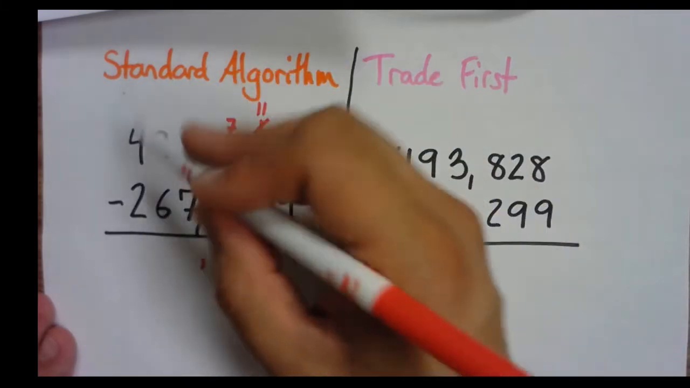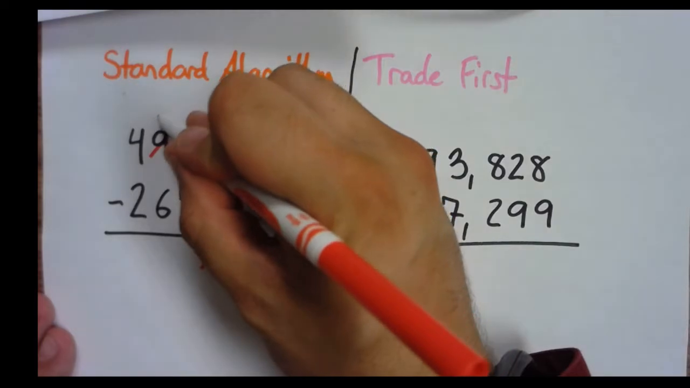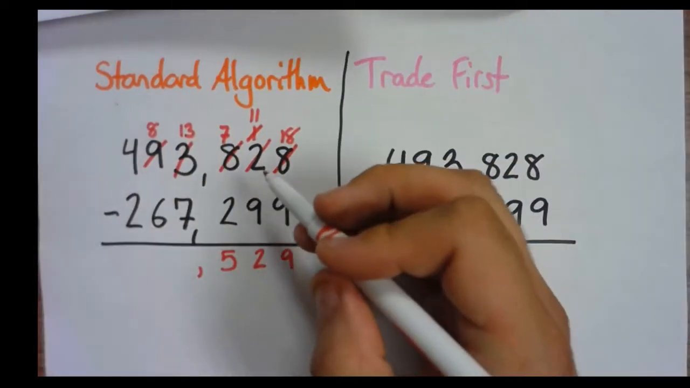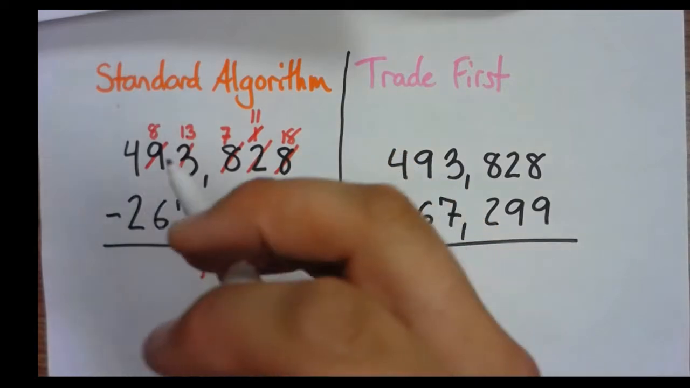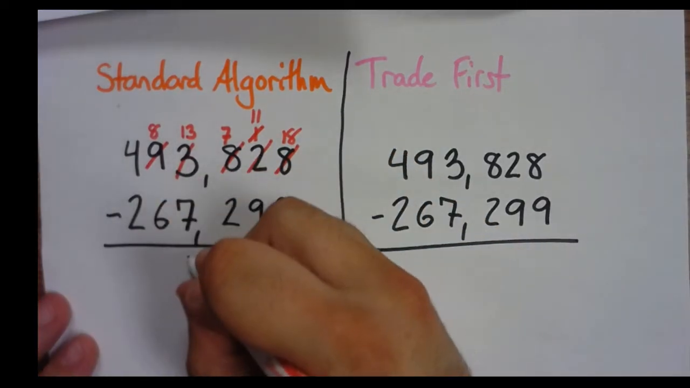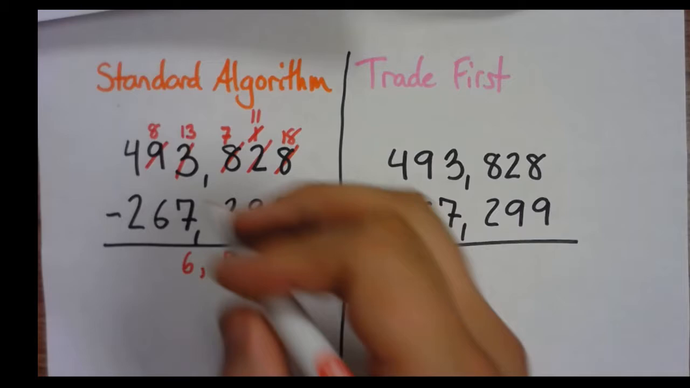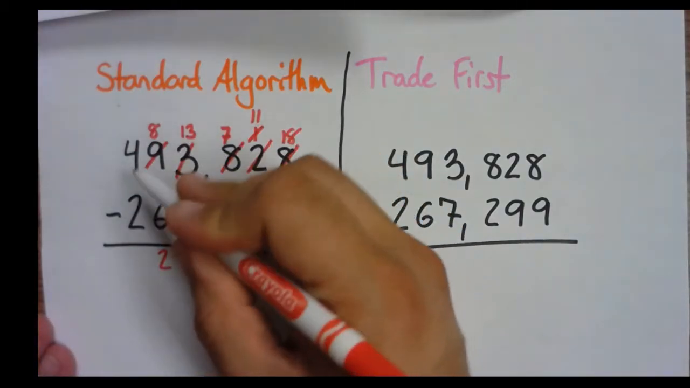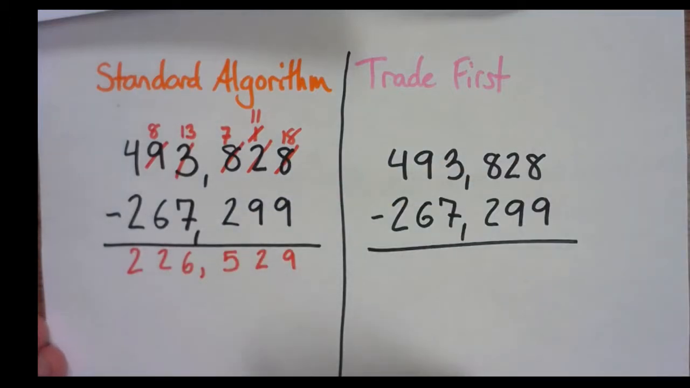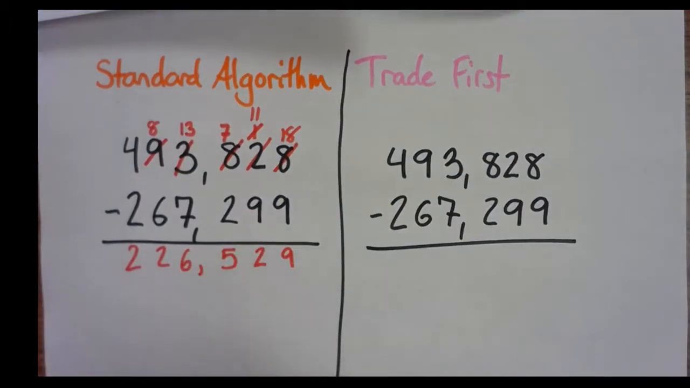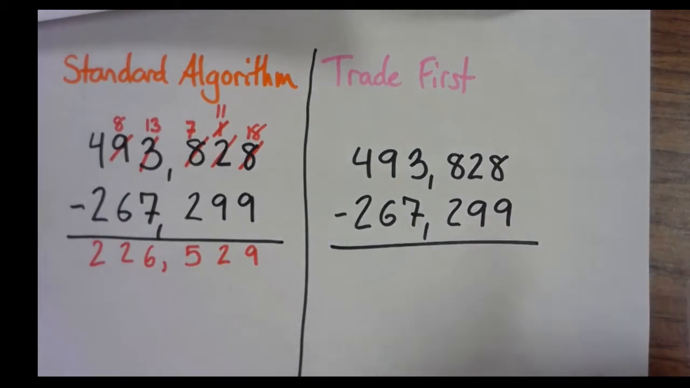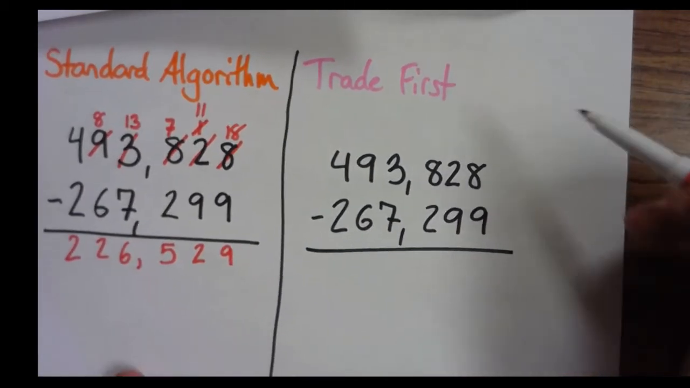3 minus 7, can't do it. So 9 becomes an 8. 3 becomes 13. 13 minus 7 equals 6. 8 minus 6, yep, I can do that. That's 2. 4 minus 2 is 2, and my answer is 226,529. If I do the trade first method, it's going to look almost exactly the same.